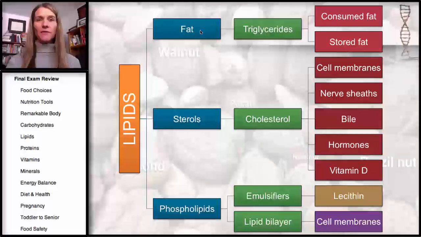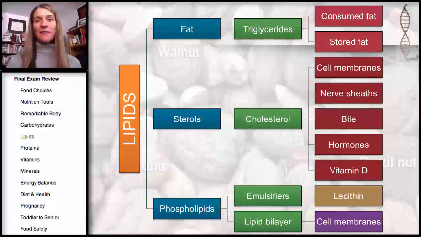But cholesterol is not a fat. Fat is not a phospholipid. So these are all types of lipids. Let's start with fat. And the fat that we know the best is called a triglyceride. So that's 3 fatty acids attached to a glycerol backbone.